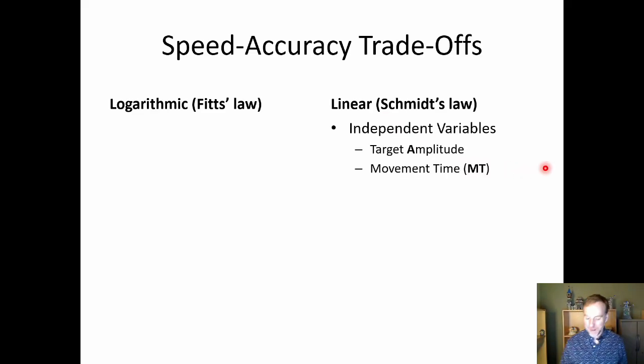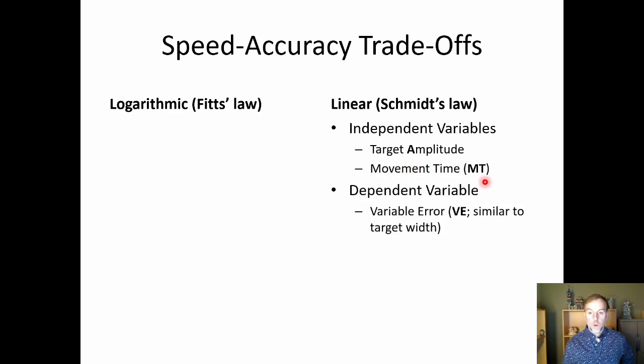Let's get back to our independent and dependent variables. To review, in Schmidt's law, the experimenter controls two things: the target amplitude and the movement time. Now what do we measure? That's the dependent variable, and we measure the variable error. Now that variable error, the size or say the width of your movement endpoints, is kind of like a target width. Now remember, there's not actually a target width. There's often just a dot or a little cross that you're aiming for. But variable error and target width, they're related. They're in the same realm.